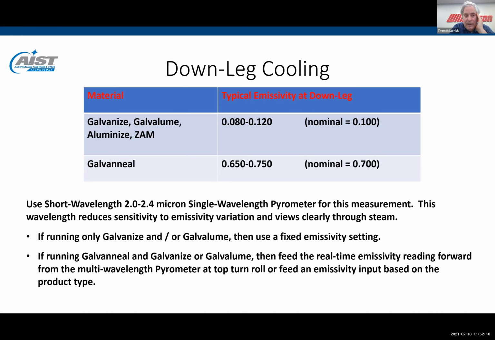The only complication about the down leg cooling is for plants that use water to cool the strip. Some plants use a water spray or water mist. You can get steam. And for this reason, we recommend a pyrometer that's filtered in the 2.0 to 2.4 micron range. At that wavelength, the infrared energy passes right through steam as if it's not even there. Most low temperature short wavelength pyrometers use a slightly longer wavelength set that goes out to 2.6 or 2.8 microns. And those longer wavelengths don't view through steam.